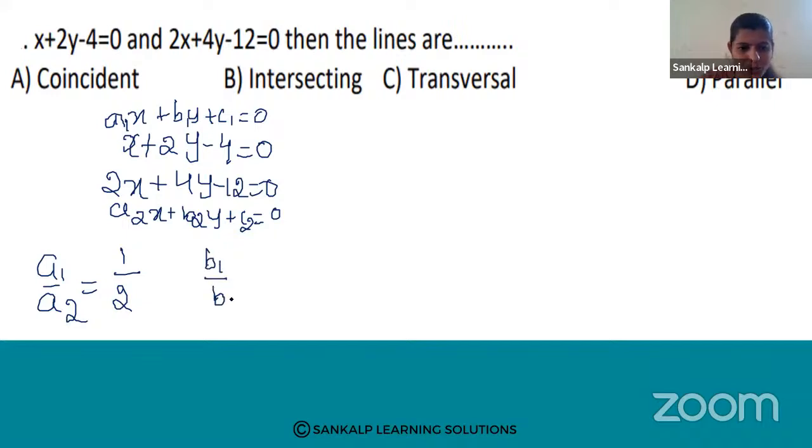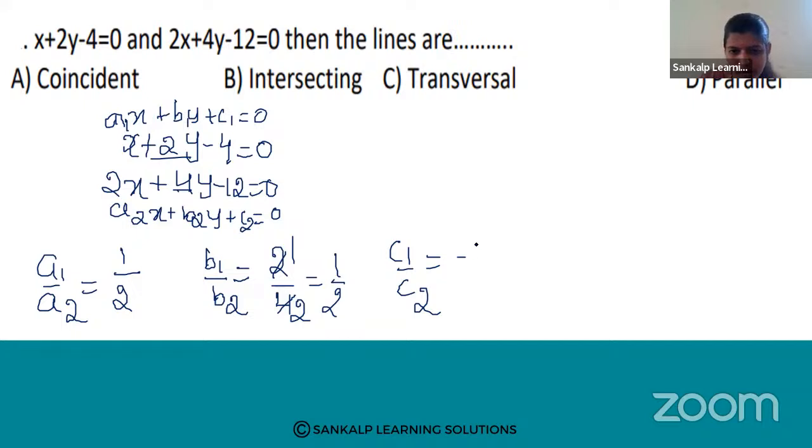b1 divided by b2. b1 value is 2 and b2 value is 4, so again you will get 1 divided by 2. Next, compare c1 divided by c2. c1 value is minus 4 and c2 value is minus 12. Minus 4 divided by minus 12: 4 ones are 4, 4 threes are 12, minus minus will get cancelled. So finally you will get 1 divided by 3.